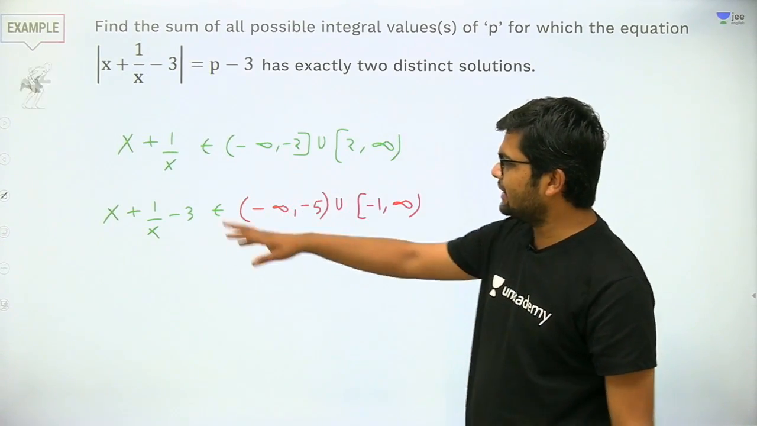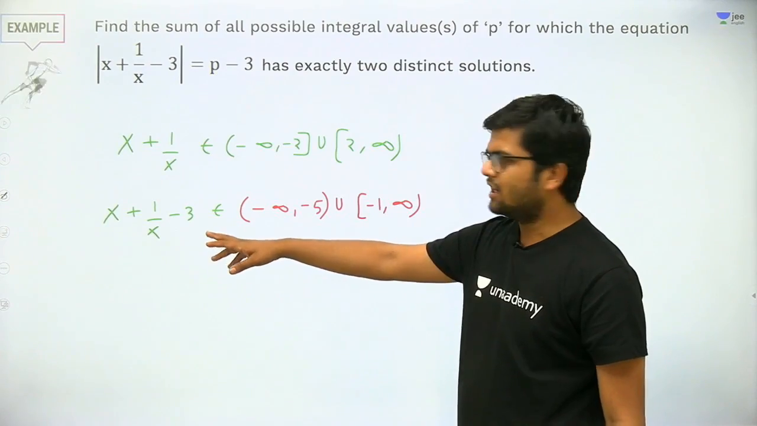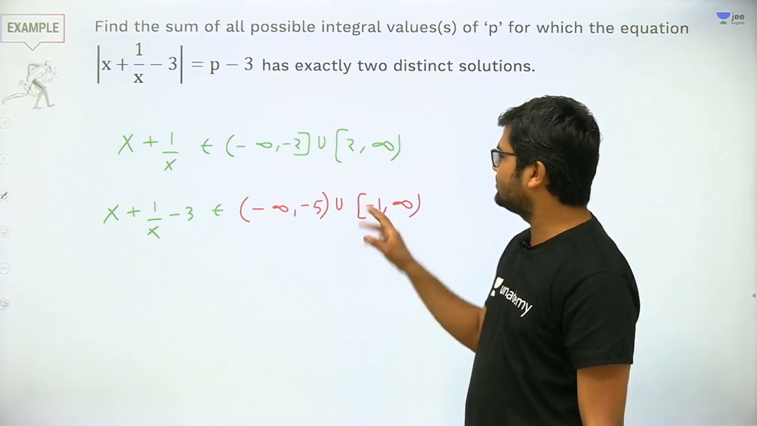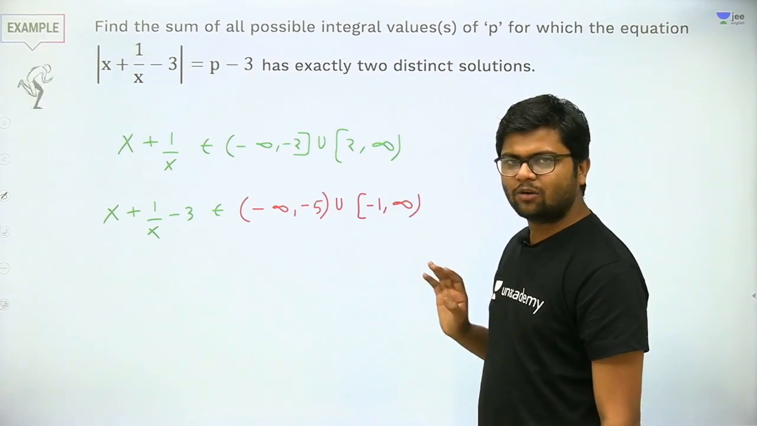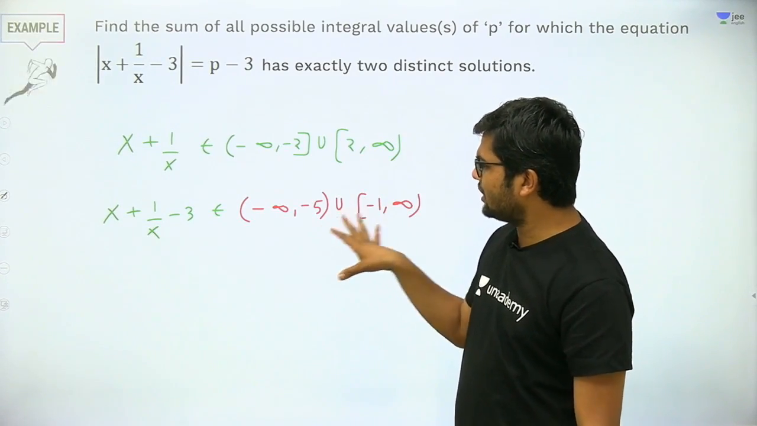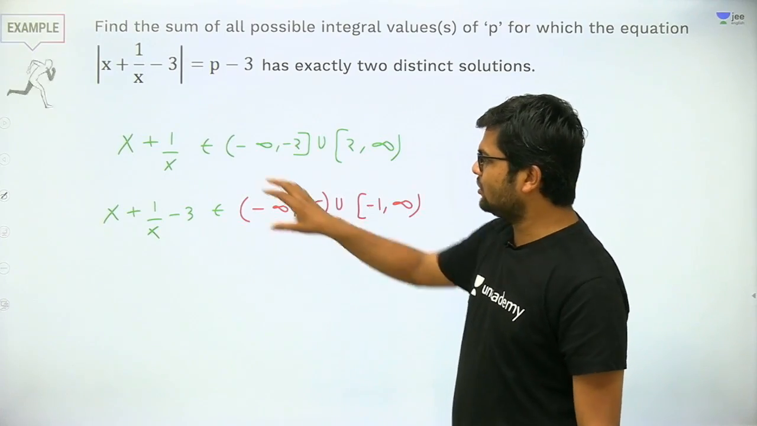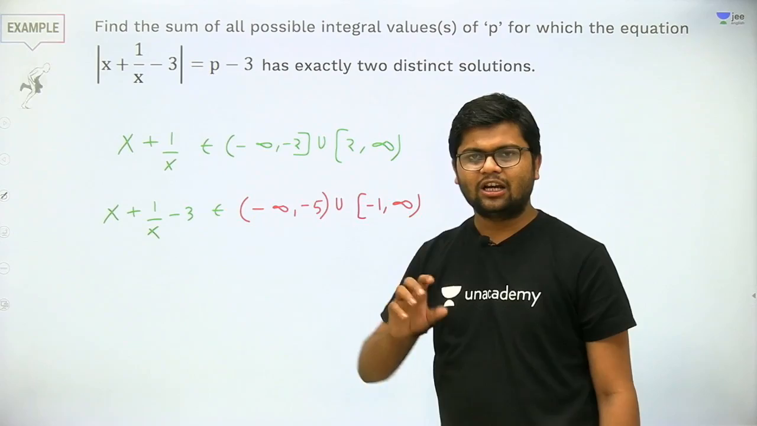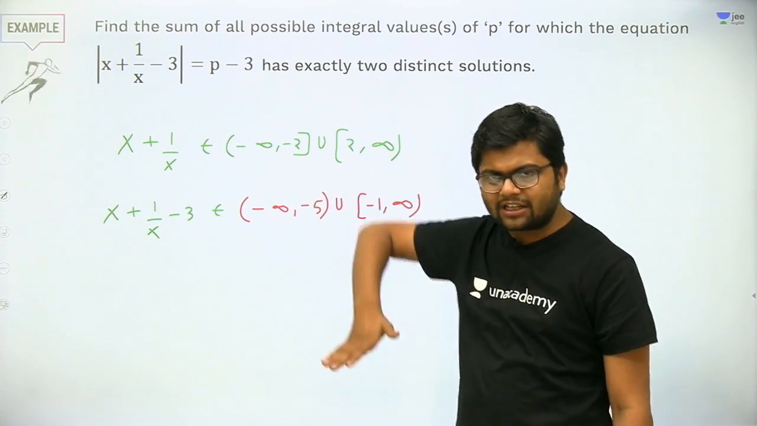Got my point? That (x + 1)/x − 3 will belong to (−∞, −5] union [−1, ∞), because we subtract 3. Now if you plot the graph of this, because we subtract 3, the shape of the graph will not change, only it will shift vertically downward.